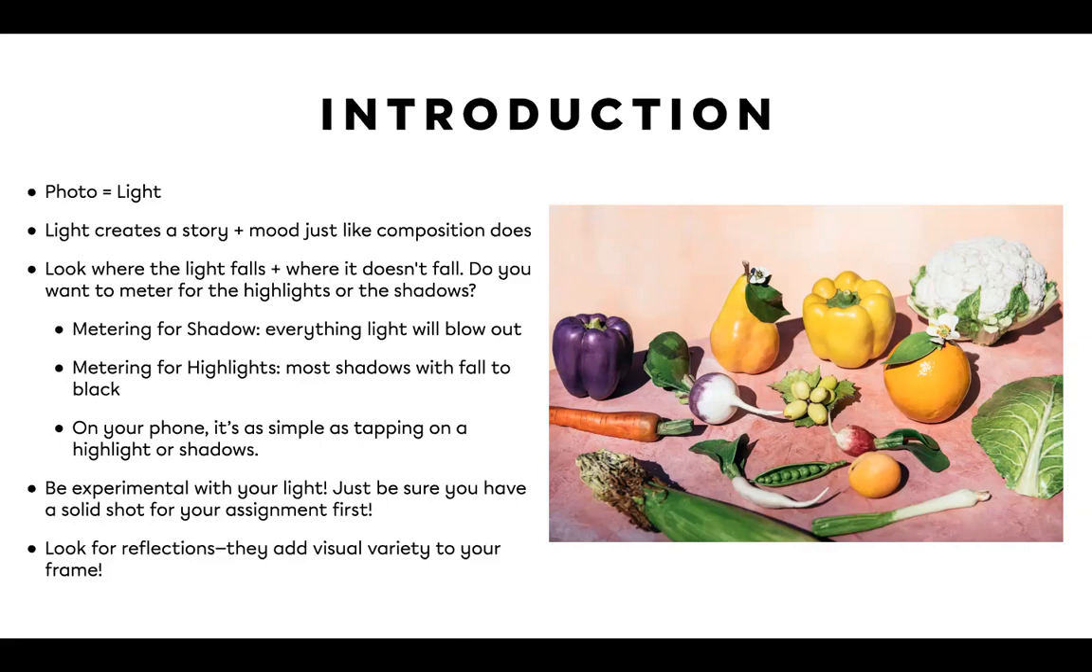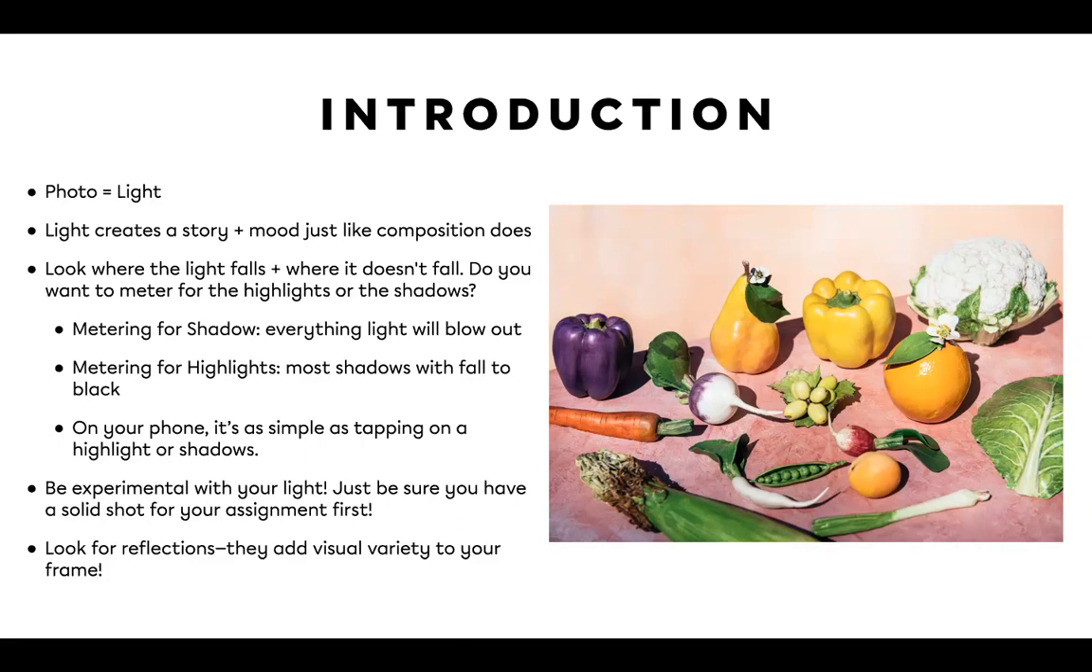Always look at where your light falls and where it doesn't fall. Do you want to meter for your highlights or for your shadows? If you're looking at this image of this ceramic fruit, your highlights are the things that are bright or white, and your shadows are where it gets dark. You can see the shadows behind these fruits and vegetables, maybe a little bit in the corners where there's a little bit of natural vignetting from the lens.